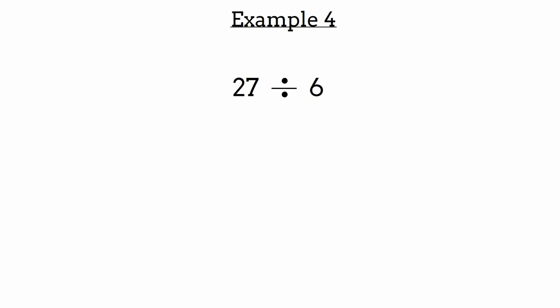There are times when we end up with decimal answers even though we are dividing whole numbers. This happens when there are remainders. An example is 27 divided by 6. This will be 4, remainder 3. But how do we write this as a proper decimal number?